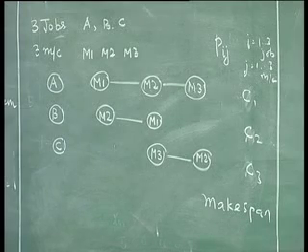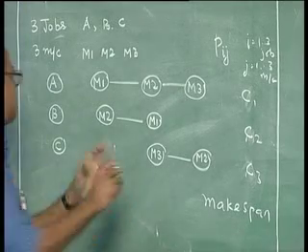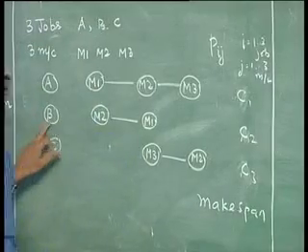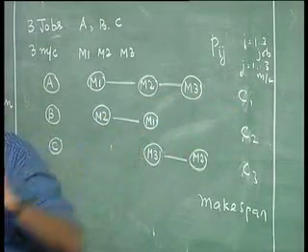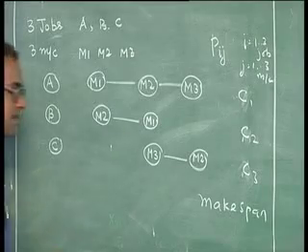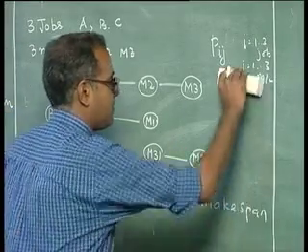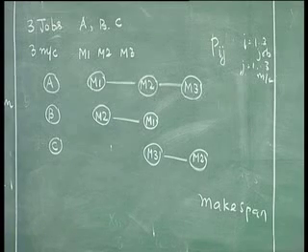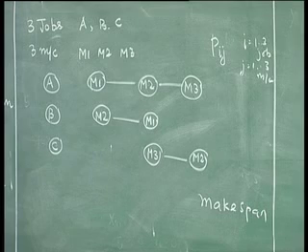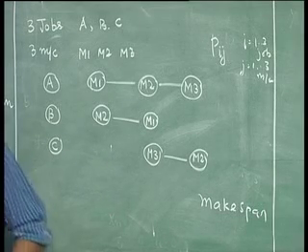C1 is the time at which job A is over, C2 is the time at which job B is over, and C3 is the time at which job C is over. This is not given to you. C1, C2, C3 are not known. They will have to be found. The objective is to try and minimize the makespan, which is the time at which all the jobs are ready and over. That is the objective. Now, let us formulate this problem.